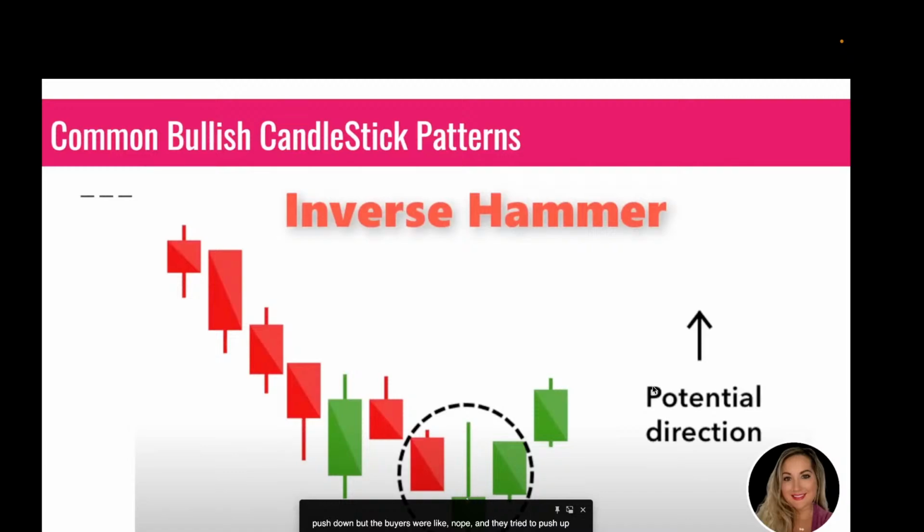But the idea is that it does still close as a bullish candle, meaning buyers have taken control, and then they will form this third candle, which helps to create the entire inverse hammer pattern. And this third candle is what we see as a strong bullish candle, and they are now going to look to potentially take over the market.